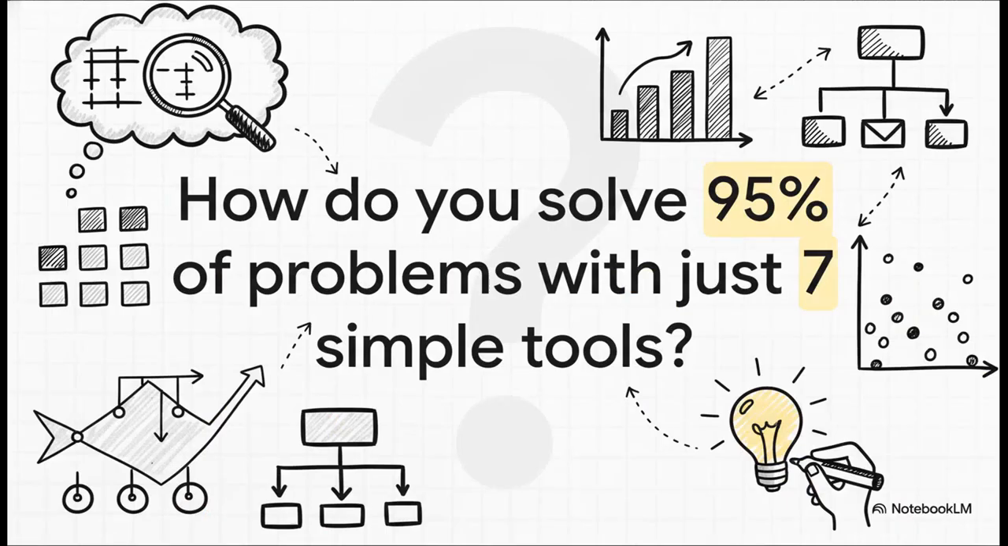I know, it sounds like a wild claim, doesn't it? The idea that you could solve 95% of your quality-related issues with just 7 basic techniques. But that's exactly what we're going to dig into. And the best part? This isn't about super complex statistics. It's about making data easy to see and understand for absolutely everyone.